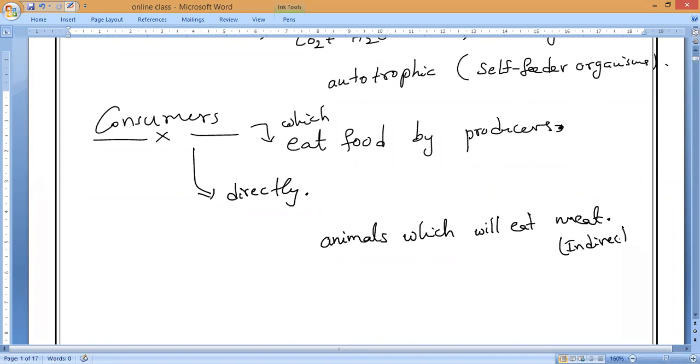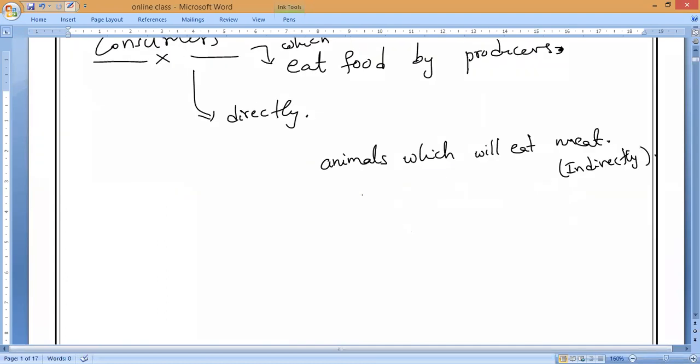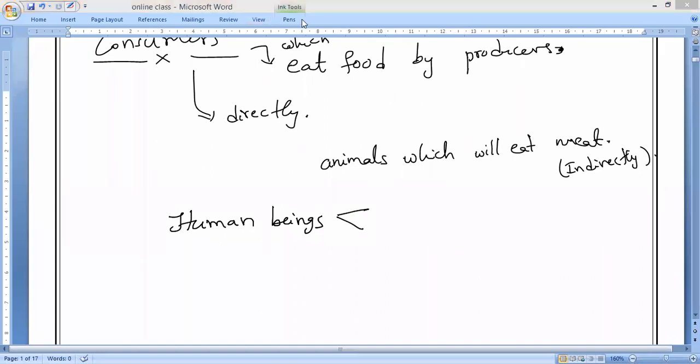Is it yes, sir? Now, for example, human beings are the best one. We people, are we directly or indirectly dependent? Human beings, directly or indirectly? Please respond. Indirectly, sir. Indirectly? Is it not directly? Arvind, are you not eating leafy vegetables and all, leaves, fruits, everything?